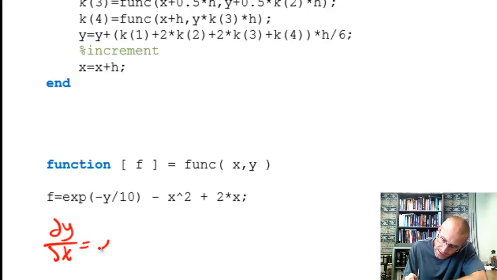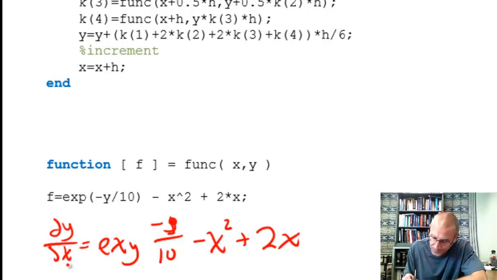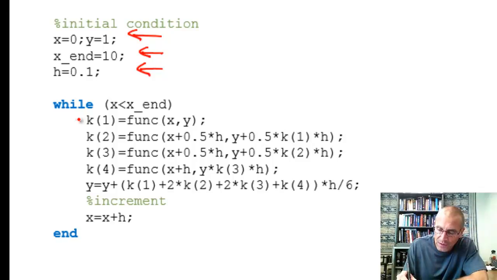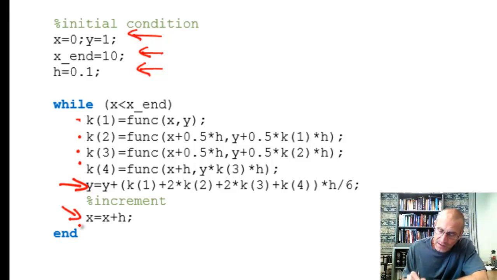So dy/dx is equal to the exponential of minus y over 10, minus x squared plus 2x. Notice that I've got a y and an x on the right-hand side, so my ordinary differential equation is a function of both y and x. Coming back up here, once I've evaluated k1, I can use that to evaluate k2, k3, k4, etc. And then here's my Runge-Kutta, where I increment my value of y, and then I increment my value of x until I'm done. So it's a pretty simple implementation.